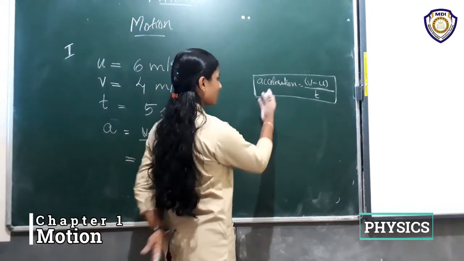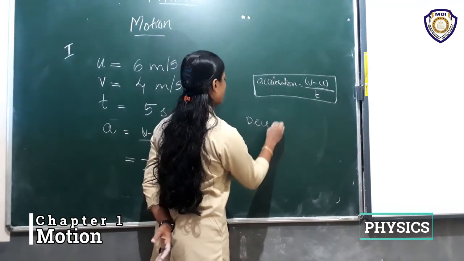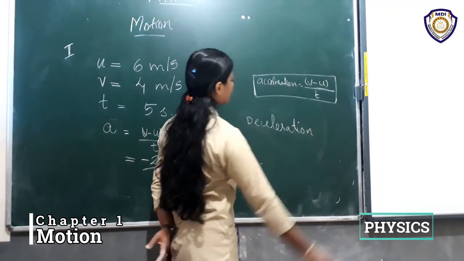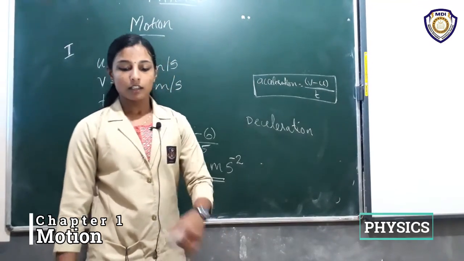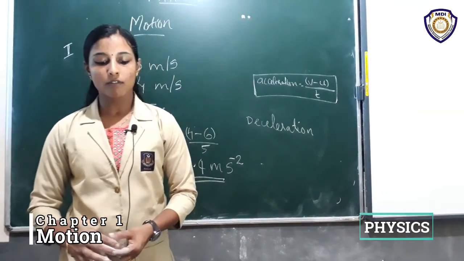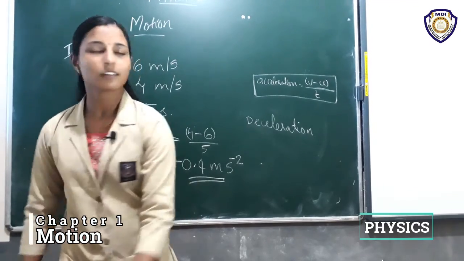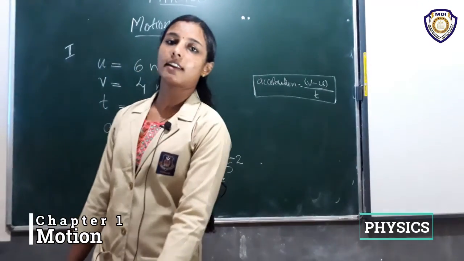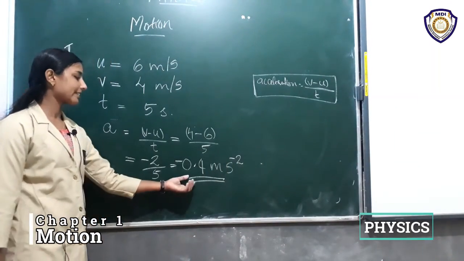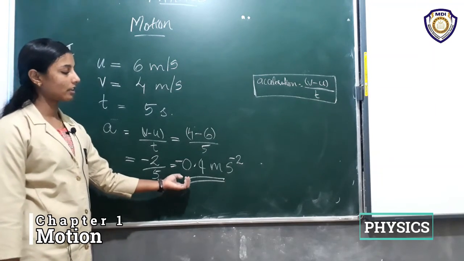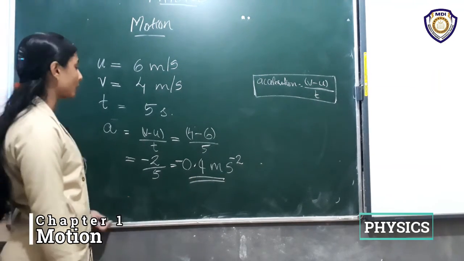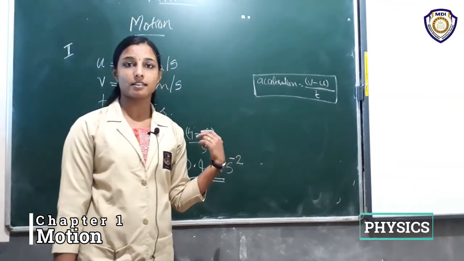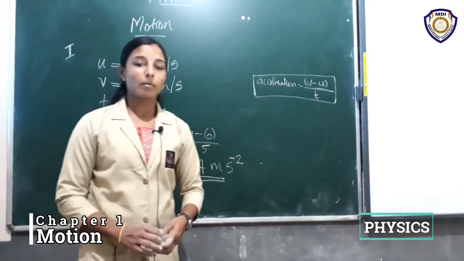Deceleration means just the opposite, the amount by which the speed or velocity decreases. So the acceleration here is minus 0.4. In the second case, the speed or the velocity of the bicycle decreases. That is all about acceleration.